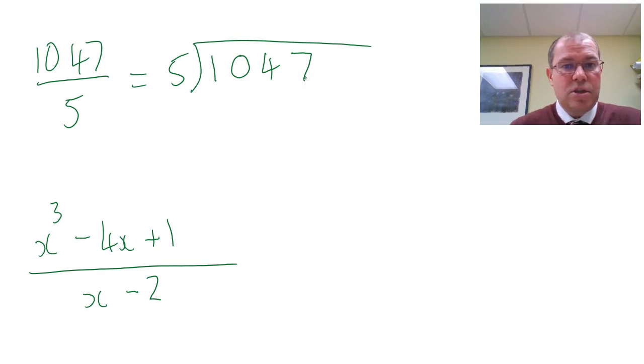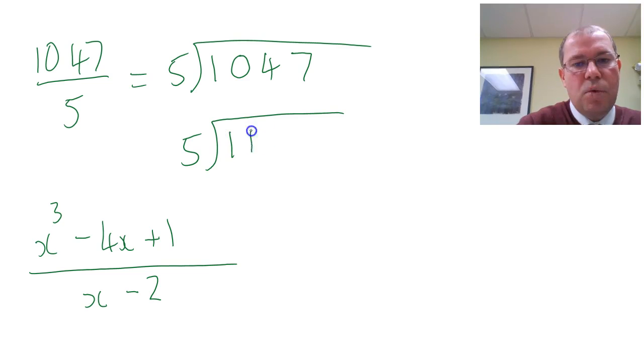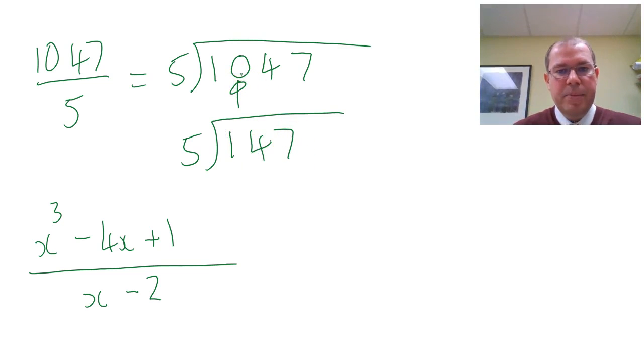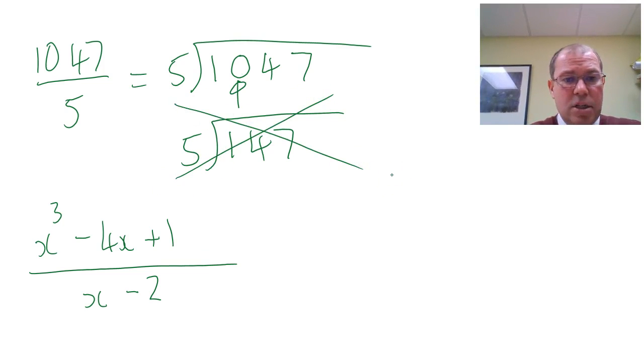Because obviously when I do the division, I'm going to get some hundreds possibly. So I need a hundreds column. It would be completely wrong, wouldn't it, to do 5 into 147 and miss out this really important 0. So this would be completely wrong. So equally, when I'm doing x cubed minus 4x plus 1 over x minus 2, notice that I've got a constant term, I've got my x term, I'm missing an x squared term, and I've got an x cubed term.